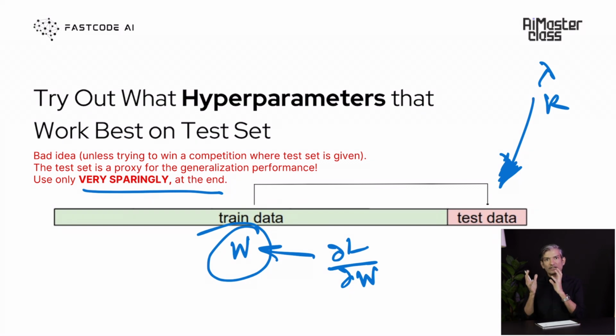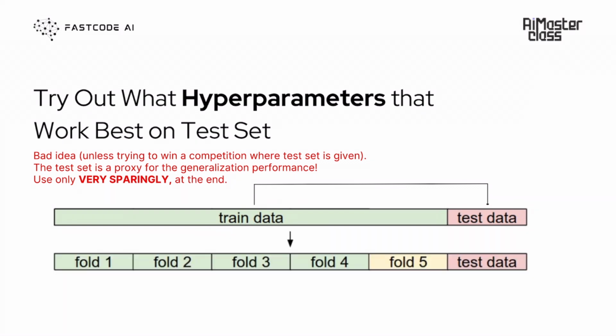Your test set should really be a representation of your generalization performance, your real world performance, what the model will get to see when we unleash it in the real world. For that reason, you should use this test set very, very sparingly. So then what can we do?